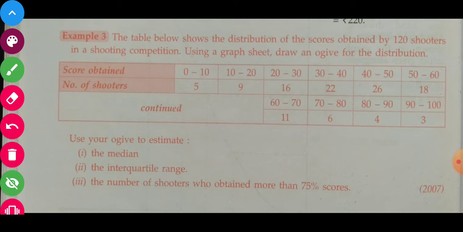In this table, if you observe, the class interval is 10, that is from 0 to 10, 10 to 20, 20 to 30, 30 to 40, and so on. And this is the frequency, that is the number of shooters. Using this data, we are going to draw the ogive. For an ogive, the first step is to draw a cumulative frequency table.